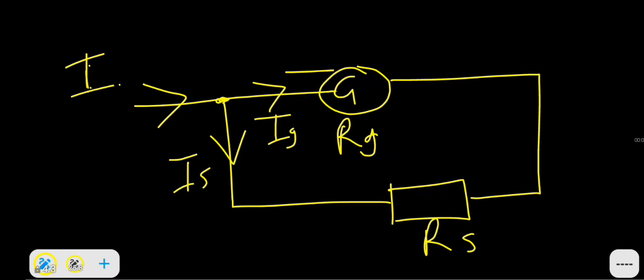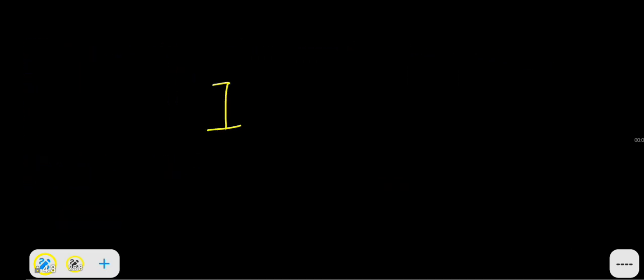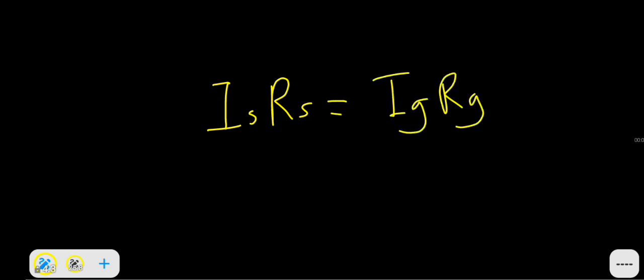Now let me just give the formula straight up. You don't need to waste your time. Both of them are in parallel. You can see that the current is splitting at this point here. The current is divided into two parts, so that means they're in parallel. So the formula for galvanometer to ammeter is this: Is Rs is equal to Ig Rg. This is the formula for galvanometer to ammeter conversion.